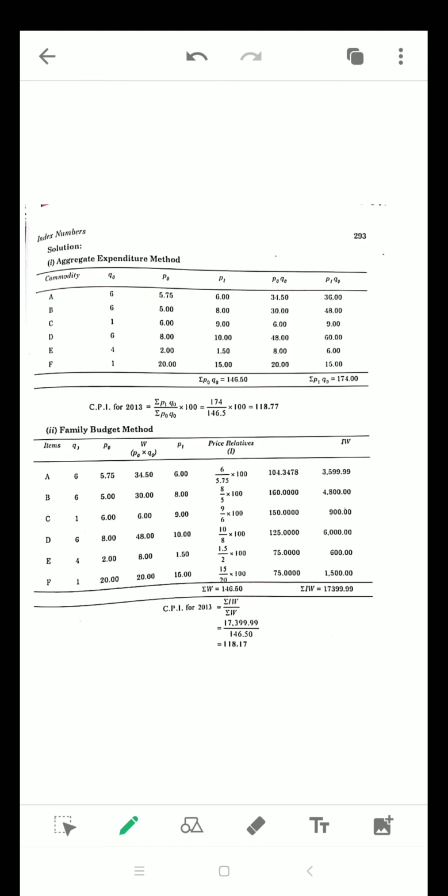Now the required data are the summations of P0 Q0 and P1 Q0. So we have to multiply P0 into Q0 first and then P1 into Q0. First multiply P0 into Q0.